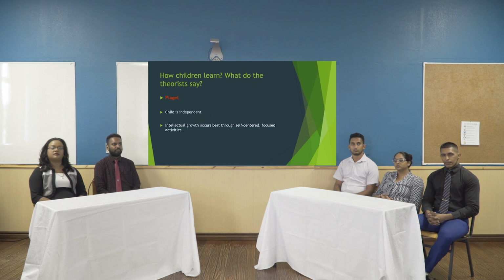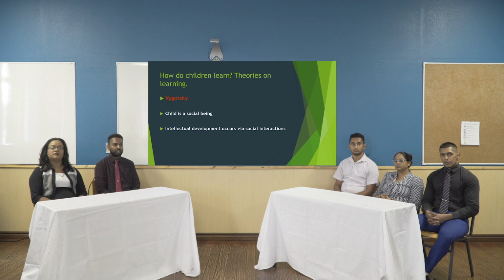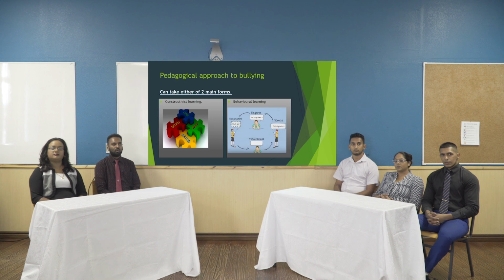We want to know about the philosophical theorists. What do they say about learning? And we look at two main ones. First, we look at Piaget. And Piaget proposes that the child is an independent individual, where intellectual growth would occur best through self-centered learning activities, and it is not dependent on external factors at all. We also want to look at Vygotsky, where he speaks about the child being a social being, and learning will occur only through social interactions. So looking at Vygotsky and Piaget, we're looking at individuality and social beings.